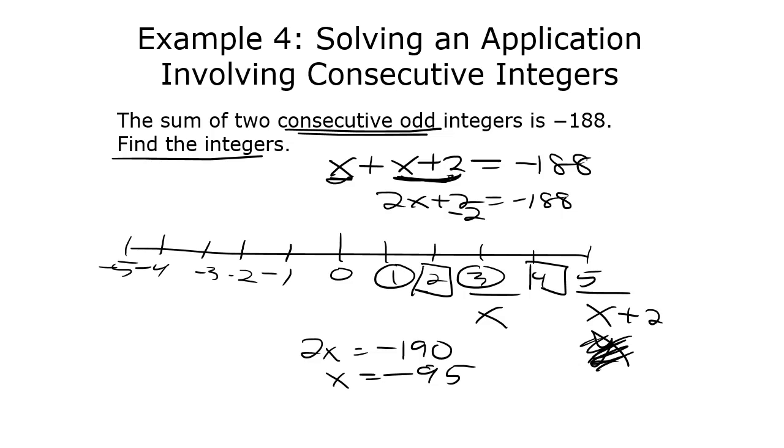And then x plus 2 doesn't go to negative 97. It goes to negative 93, right? Because you've got to add 2 to this. And then double check it. This equals negative 188, so that works. So those are my two consecutive integers, negative 95 and negative 93.